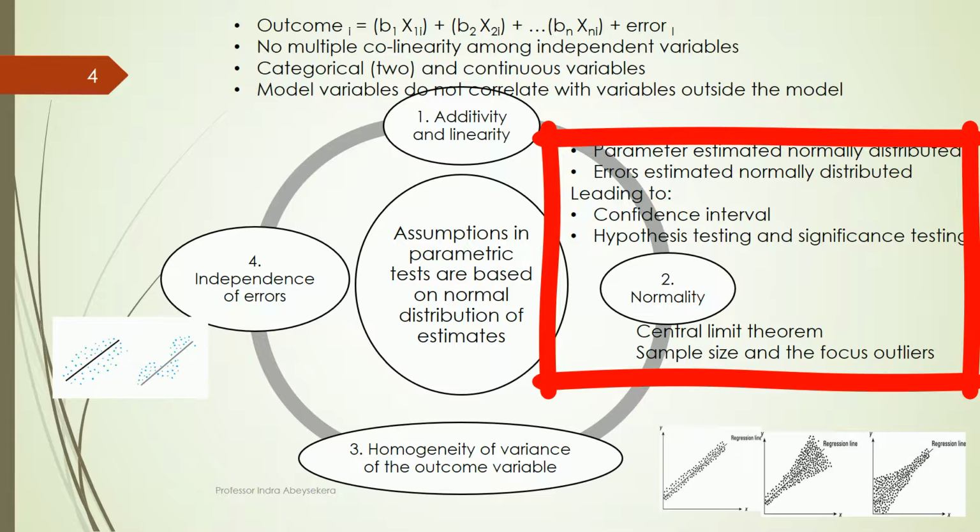And for hypothesis testing and significance testing, to make inferences that our inferences are 5% significant, or we are more than 95% confident that the mean that we found from the sample is outside the estimated population mean.